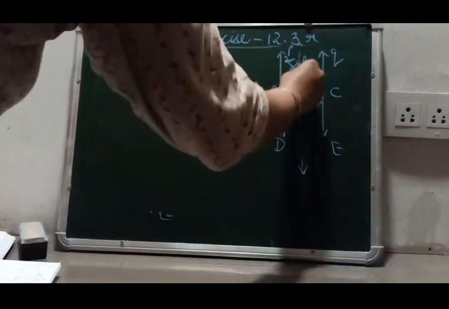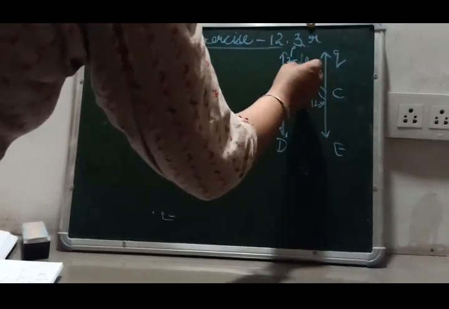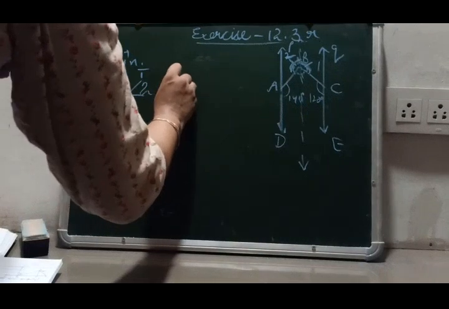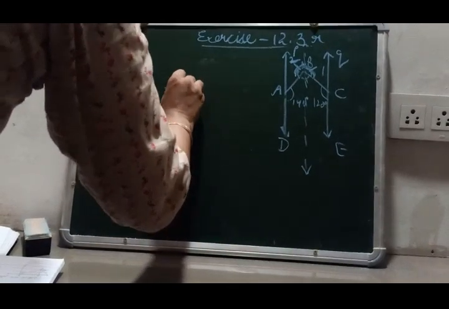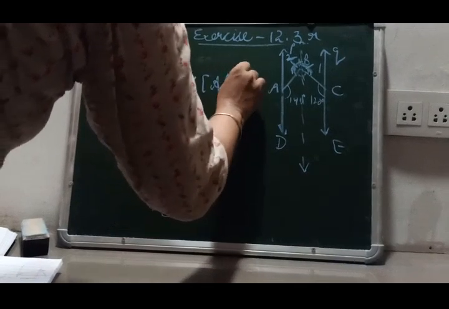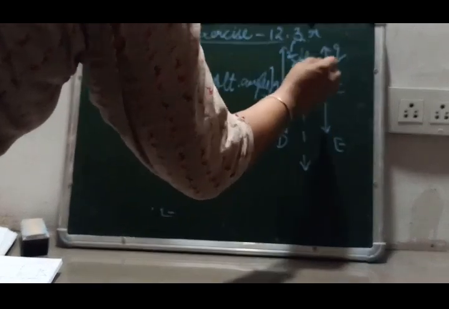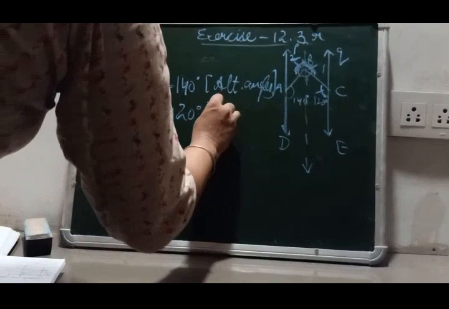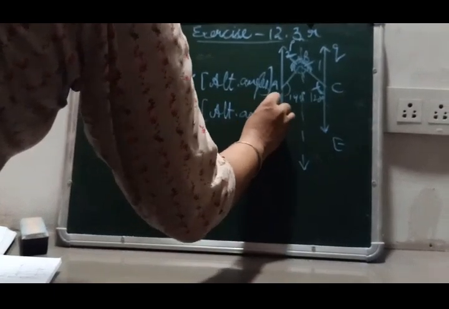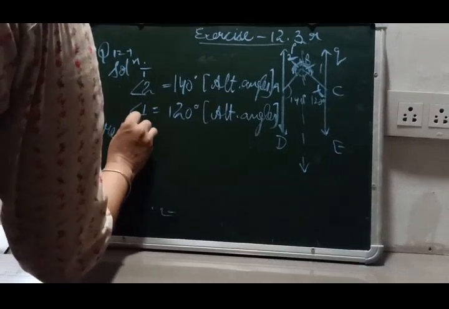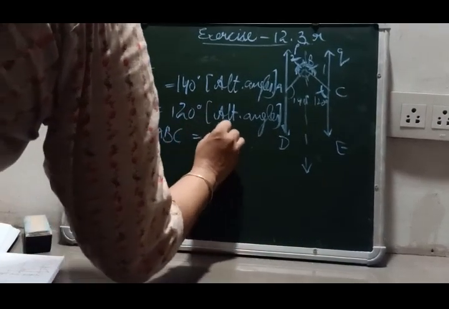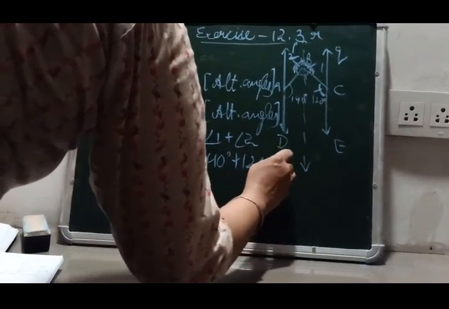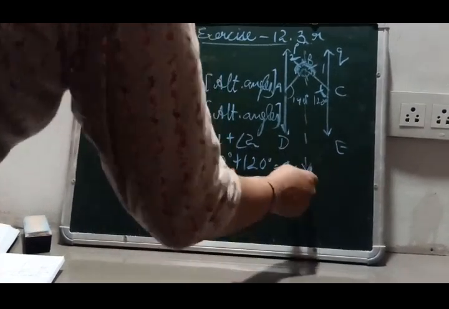Now here you can see if this and this line, both are parallel, then this angle 2 and 140 are alternate angles. So you can write angle 2 equals 140 degree. These are the alternate angles. Similarly, this angle 1 and 120 are also alternate angles. Now reflex angle ABC is angle 1 plus angle 2. That means 140 plus 120, so it is equal to 260 degrees. So reflex angle is 260 degree.